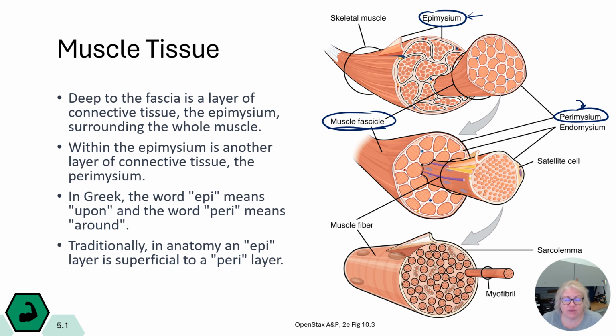In Greek, the word epi means upon and the word peri means around, and traditionally an epi layer is your outermost of an individual structure. Epi will typically be superficial to peri. So peri also means around, but a peri will be around a smaller structure than an epi. Epi's bigger, so it will be around a bigger structure.